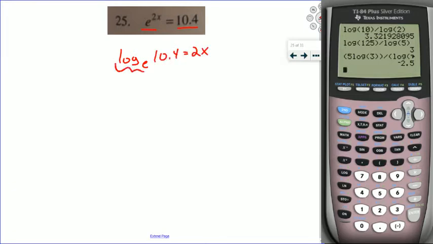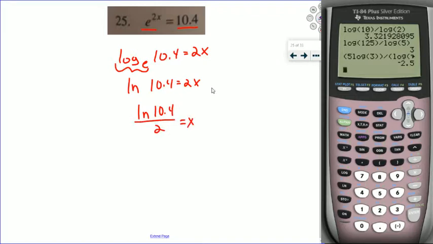If you already recognize that log base e is ln and want to just rewrite it as that, go for it. You're absolutely welcome to do so. So ln of 10.4 equals 2x. We want to get x by itself, so we're going to divide both sides by 2. We're going to get ln of 10.4 over 2 equals x.